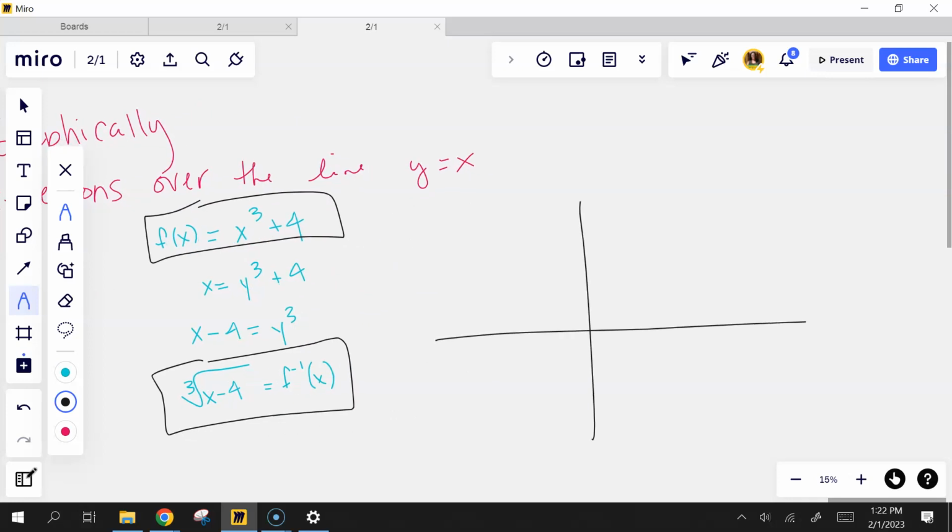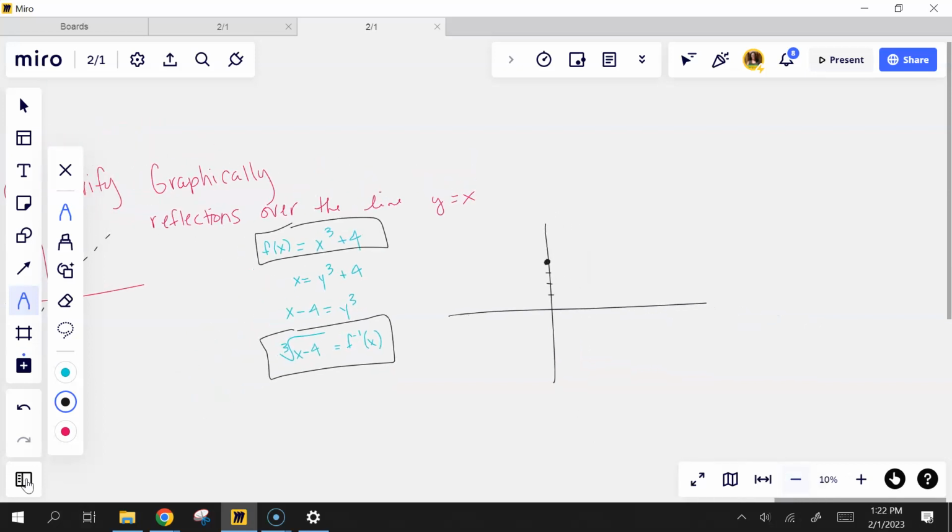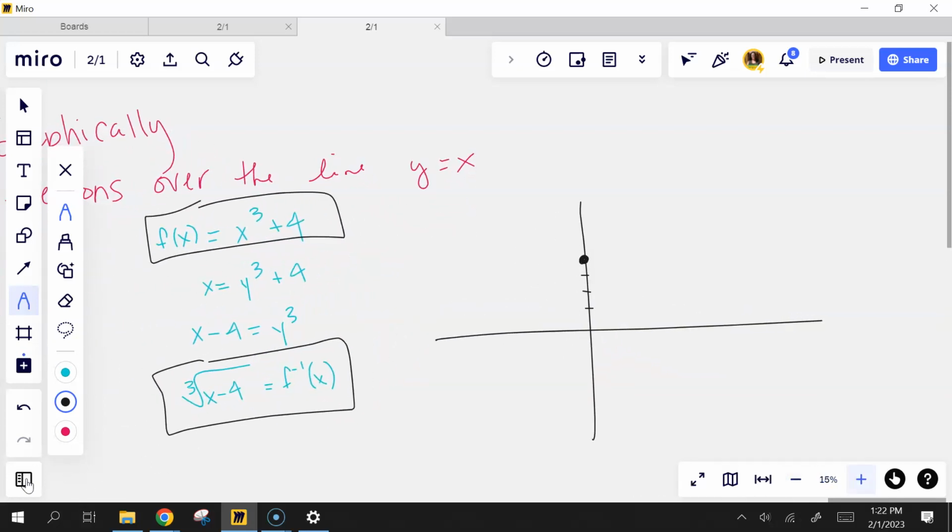Precisely. This is a cubic that has been shifted up 4. No stretches, no shrinks, just up 4. So 1, 2, 3, 4. And then it goes up 1 over 1, down 1 over 1. And so it looks something like this. So there's up 4. This is the one that's in black.